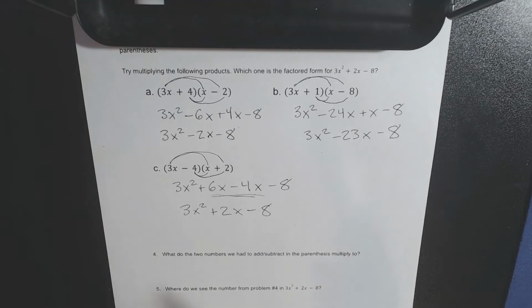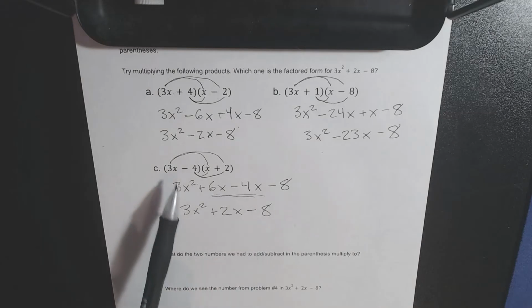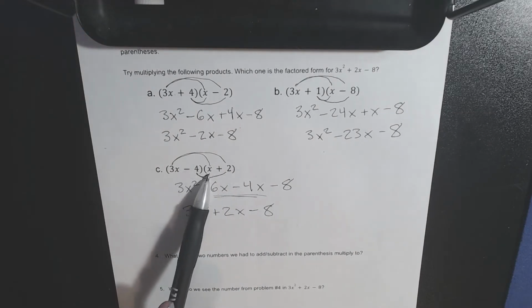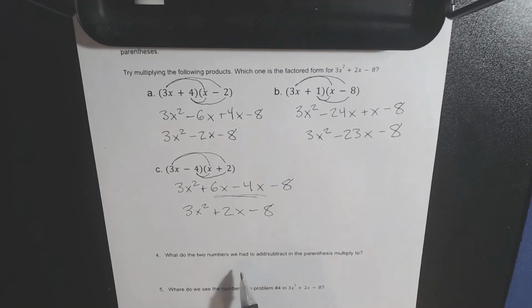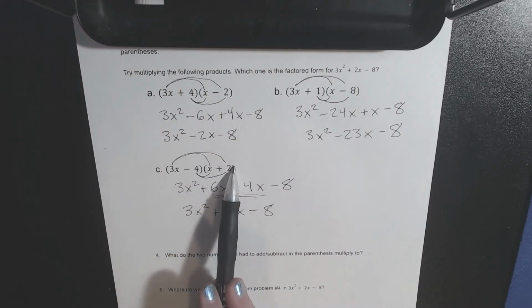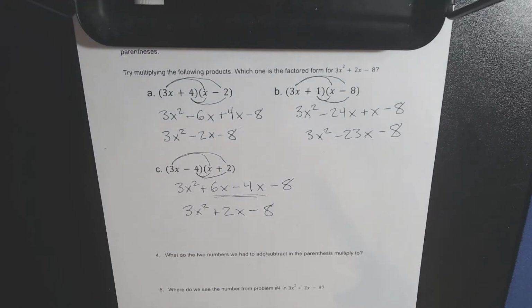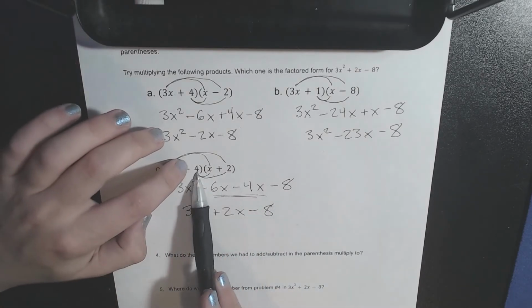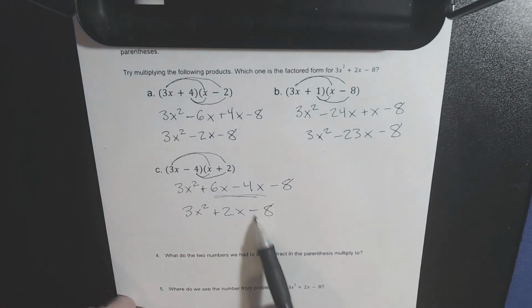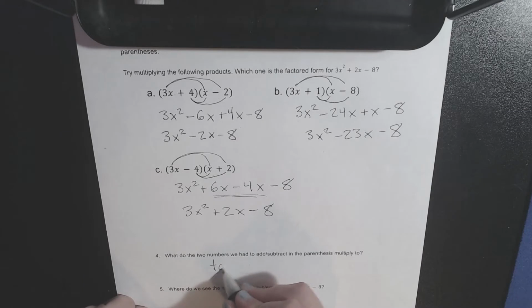Okay, so let's look at our factored form for this 3x squared plus 2x minus 8. It was 3x minus 4 and x plus 2. What do the two numbers we had in the parentheses, this negative 4 and this 2, have to multiply to, to make sure that we get the right thing? Well, those have to multiply to the c term, right? That's how we get the constant term at the end. So those have to multiply to c, or in this case, negative 8.